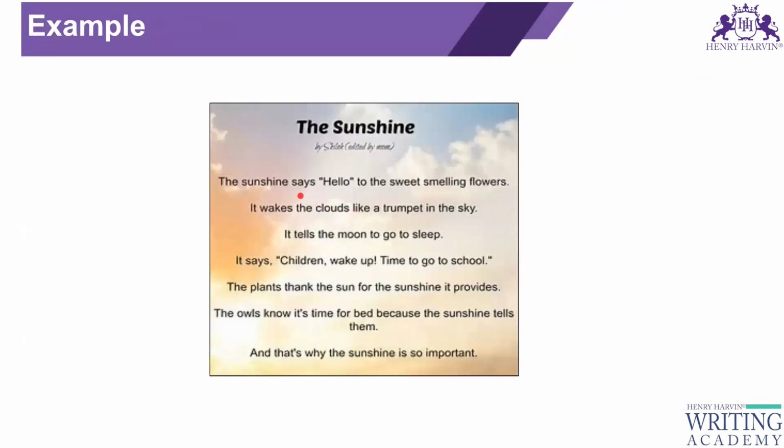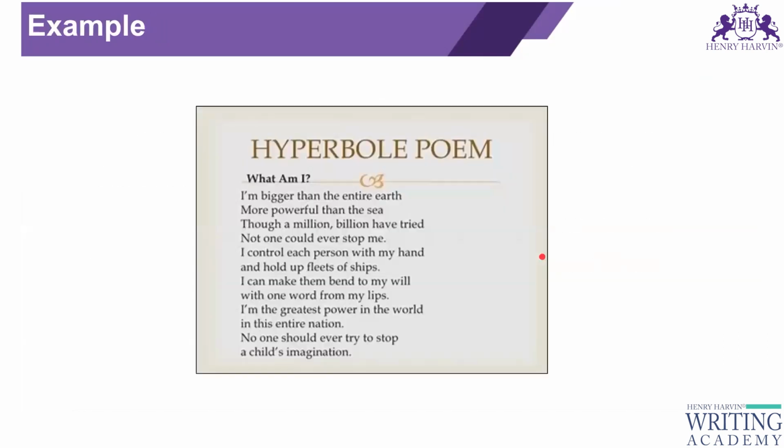Personification is there. The sunshine says hello to the sweetest smelling flowers. It wakes the clouds with a trumpet in the sky. Okay, so personification is the way that the sunshine comes. Okay, it enters the sky. It becomes a trumpet for the clouds. So clouds also shine. Okay, the clouds also become very, very bright. It tells the moon to go to sleep. It says, children, wake up, time to go to school. Okay, so as soon as the sun rays fall on our faces, on the kids' faces, they get up. Okay, then you have exaggeration.